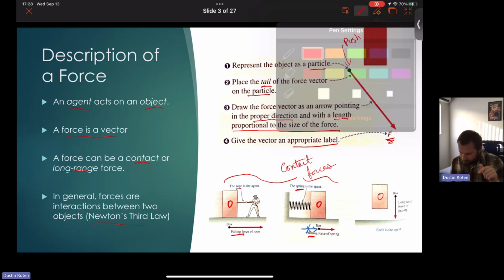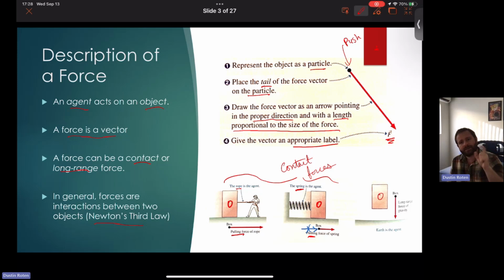Now, let's talk about this other long-range force over here. So this is a long-range force. So the box is falling, clearly. Okay, so it's falling toward Earth. And the way that it is doing that is essentially the force due to gravity.